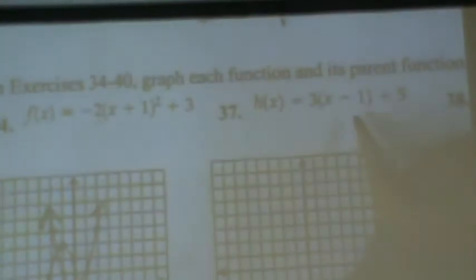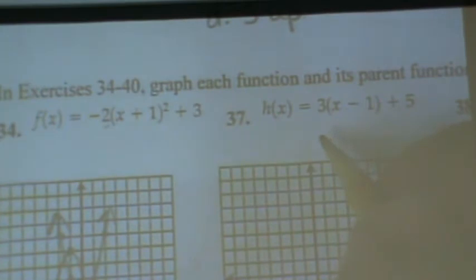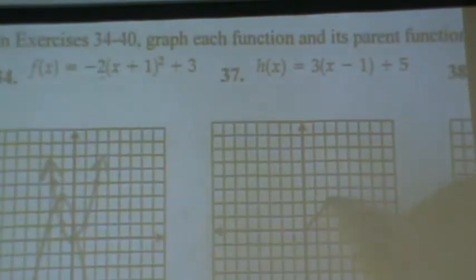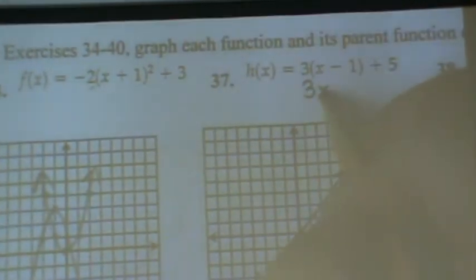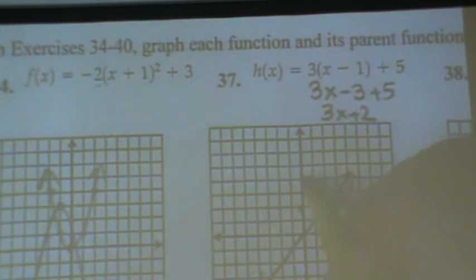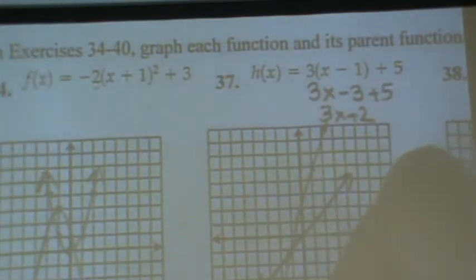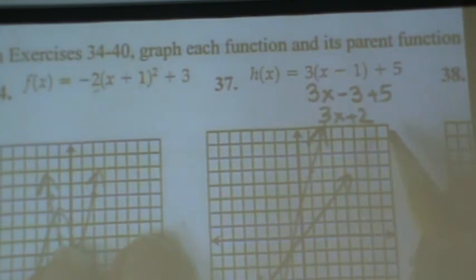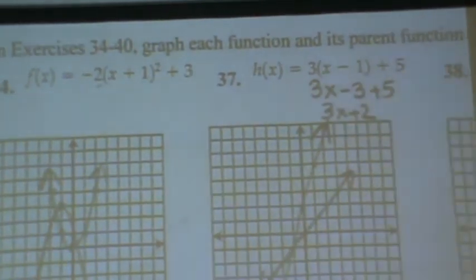This one is easy. It's a linear function. Your easiest thing to do on this is just rewrite it in slope-intercept form. The parent function is this right here. And if you were to distribute 3x minus 3 plus 5, you get 3x plus 2. So that's 2 units up, and it's the same slope. 1, 2, 3, 1. And so forth. So this is shifted 1 unit right, vertical stretch by 3, and 5 units up.